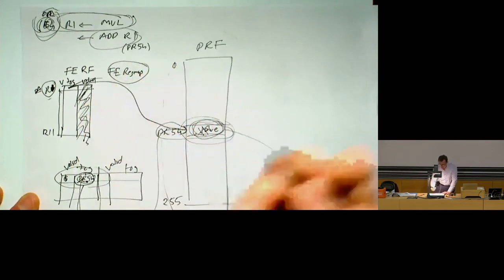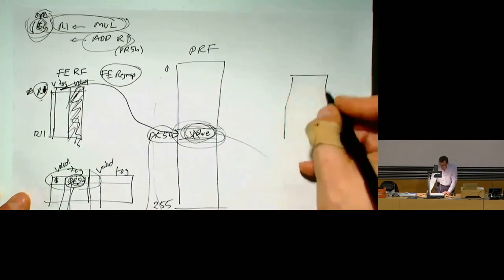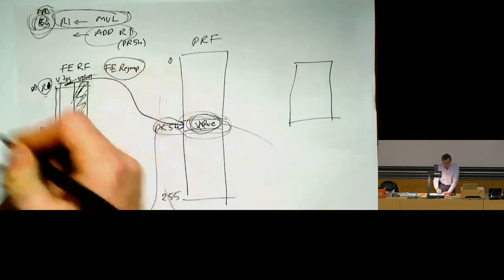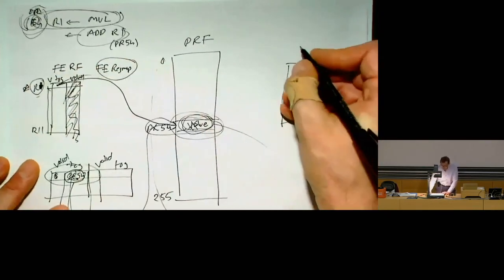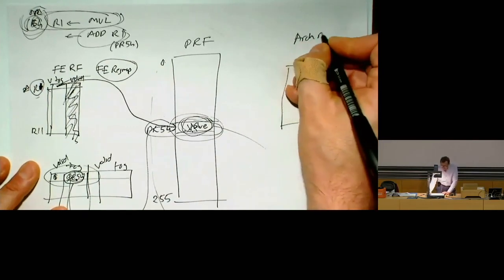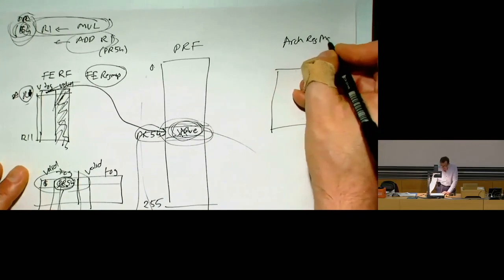Front-end register alias table. But we also have a back-end register alias table. This is not architectural, this is renaming. Whenever you decode an instruction, you update this with renaming. But you need to also keep the architectural state. Now, what does that mean? We need to have an architectural register map.